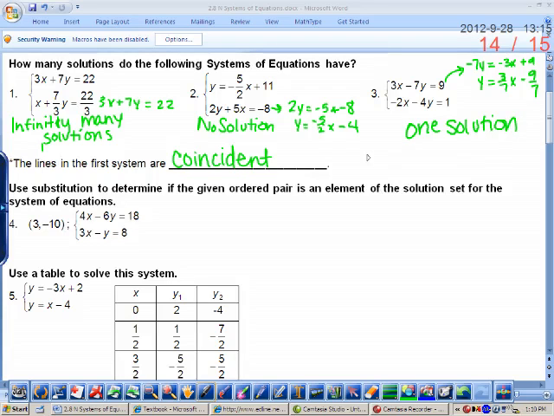All right. Look at number 4. How do I check to see if a point is a solution to a system? Plug it in. All right. So I'm going to plug this in for x and this in for y.